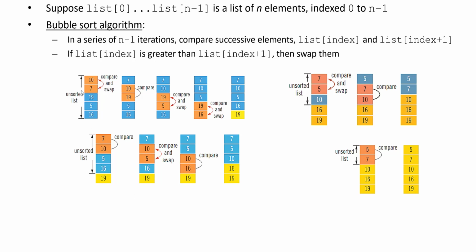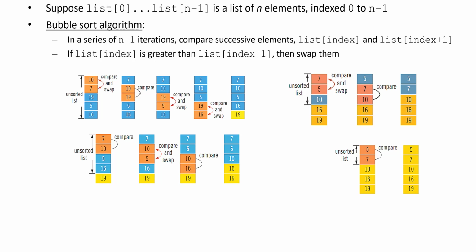Consider this unsorted list that we have on the left: 10, 7, 19, 5, and 16. We start from the top and compare two items. We have 10 and 7, and 10 is greater than 7, so we need to swap 10 and 7. Look at this part of the image. Now 10 and 7 are swapped, and therefore 7 is on the top.